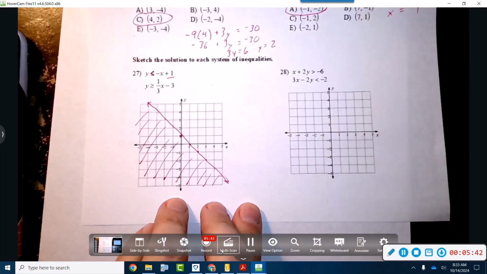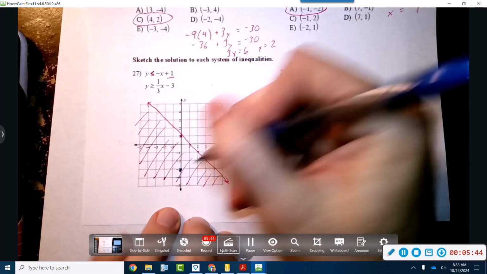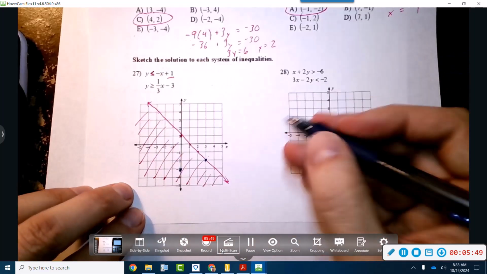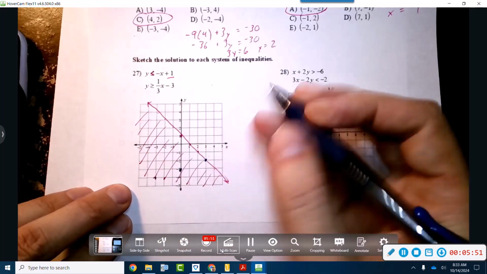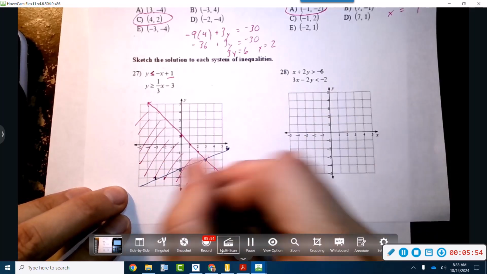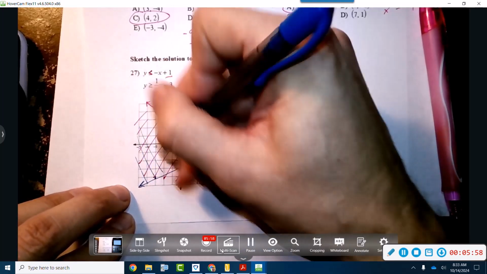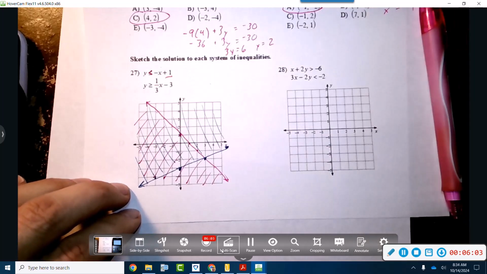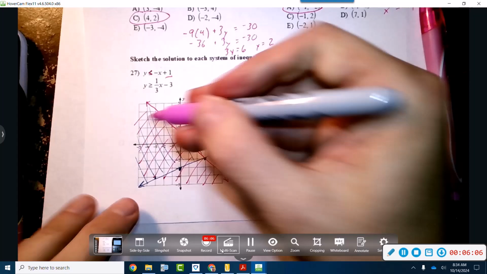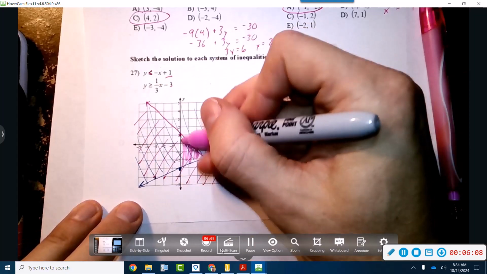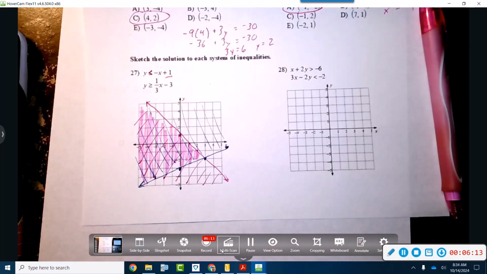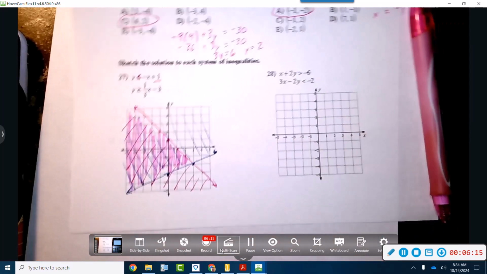But this guy I'm going to use blue. I'm going to go to -3. I'm going to ignore all the pink, and I'm going to go up 1 over 3, and it's going to be a solid line. And this guy says shade above. So shading above would be this region right here. Okay, so my final answer is going to be where they overlap. Okay. All right. Now this guy requires some finagling here.